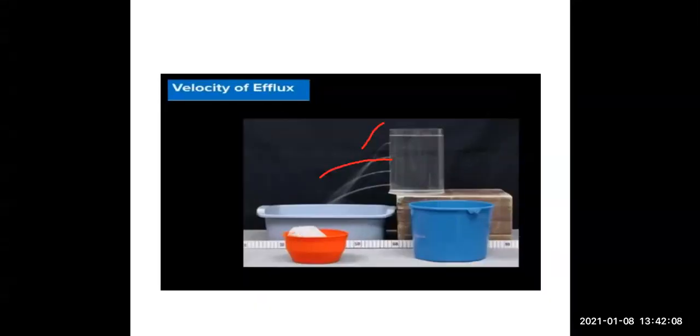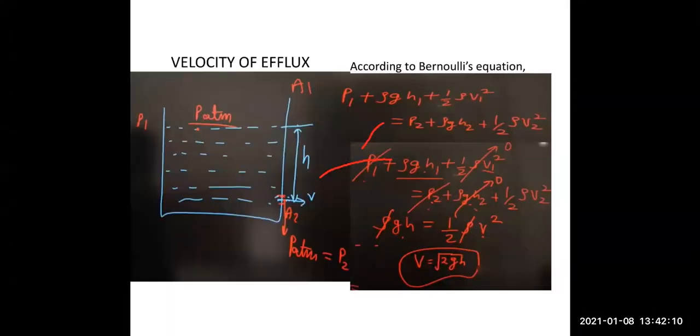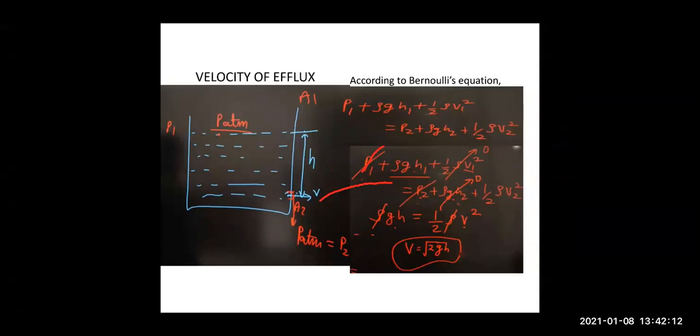So children, here efflux means fluid outflow. Fluid is flowing out, so that is your efflux, meaning the velocity of fluid which is moving out. Here we are going to derive the velocity of the efflux, right? We are going to consider a container or tank which contains a liquid, and the density of the liquid is rho, right?